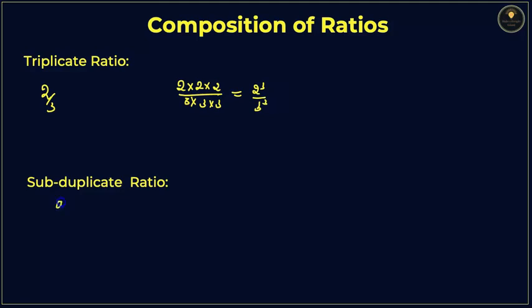Now let's understand the concept of subduplicate ratio. If I'm writing A by B as the ratio, the subduplicate ratio turns out to be root of A and root of B. Let's take one example. Here you will have the value as 4 by 27, and if I want to write the subduplicate ratio of 4 by 27, you will write root of 4 and root of 27.